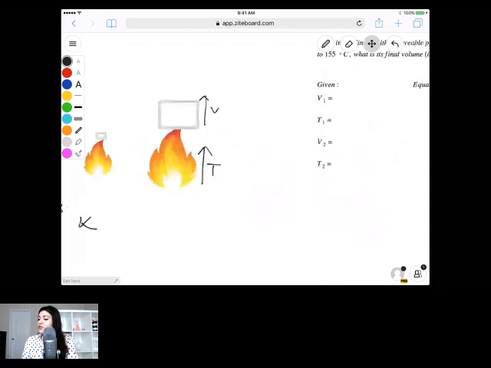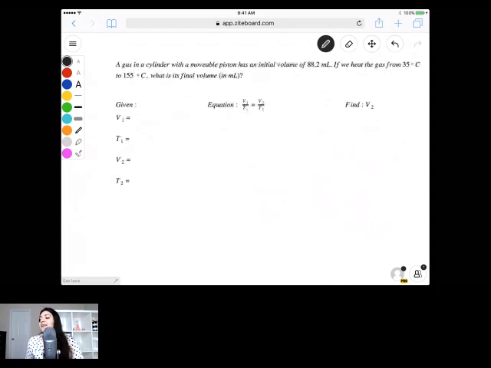All right, our first question. A gas in a cylinder with a movable piston has an initial volume of 88.2 milliliters. If we heat the gas from 35 degrees Celsius to 155 degrees Celsius, what is its final volume in milliliters?